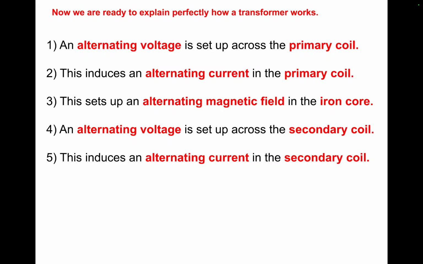Number 2, this induces an alternating current in the primary coil. Thirdly, this sets up an alternating magnetic field inside the iron core. And then we're moving on to the secondary coil with the electromagnetic induction. So you get an alternating voltage set up across the secondary coil, which of course induces an alternating current in the secondary coil. You can mention in between steps 3 and 4, you could talk about electromagnetic induction, because that's essentially, obviously, what's happening.